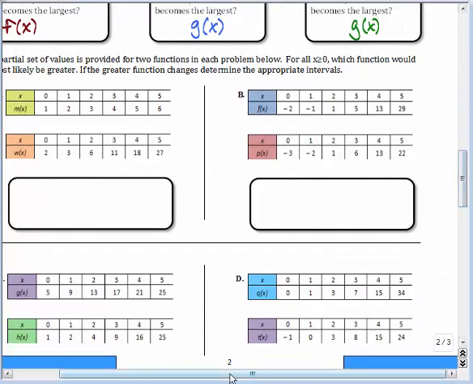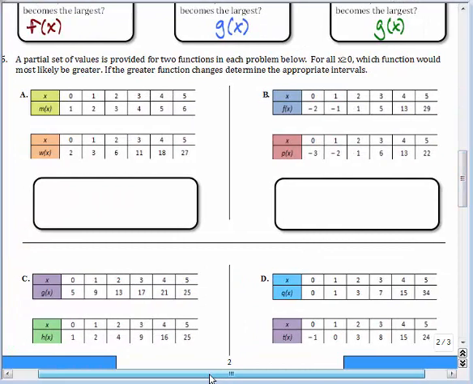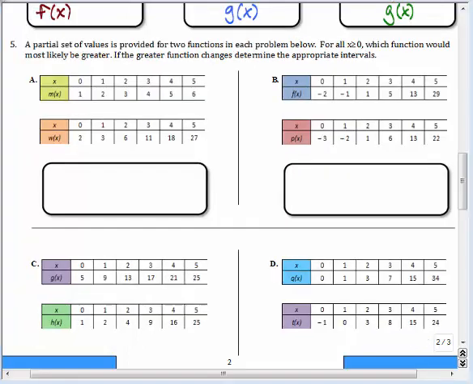All right, let's look at these next ones. Now we're going to do the same kind of thing, but looking at a table. It says a partial set of values is provided for two functions in each problem below. For all x greater than 0, which function would most likely be greater? If the greater function changes, determine the appropriate intervals. So we'll be looking at the m of x and the w of x values to see which one's larger.